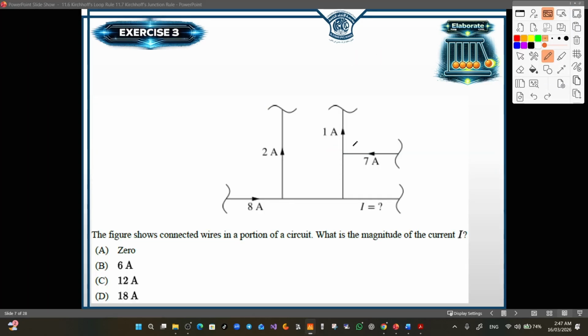The figure shows connected wires in a portion of circuit. What is the magnitude of the current I? To solve this question in a smooth way, we need to apply a strategy. The strategy is known as the boxing method or the boxing strategy.